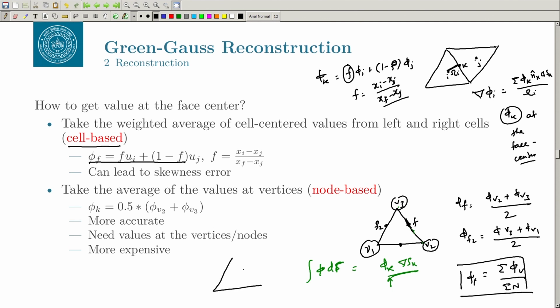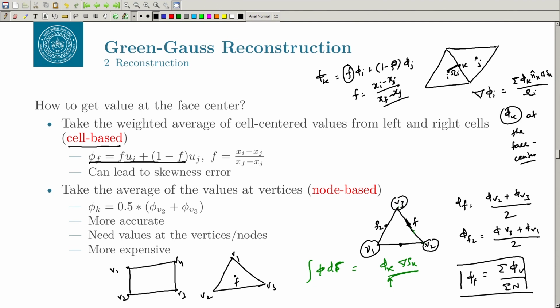So, in 3D, for example, if you have 3 vertices, this is my face center f and it has v1, v2, v3. Then you take the average of all 3 values. If it is a quadrilateral face, then you will have v1, v2, v3, v4 and you can take the average of all 4. In the case of 2D, you have only 2 nodes at every edge, or every face, so you can just take the average of those 2.